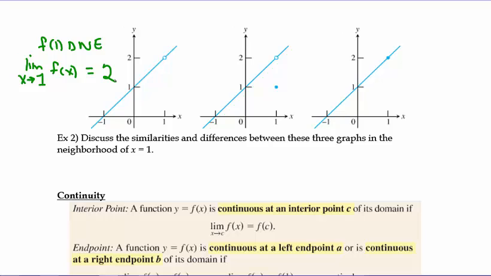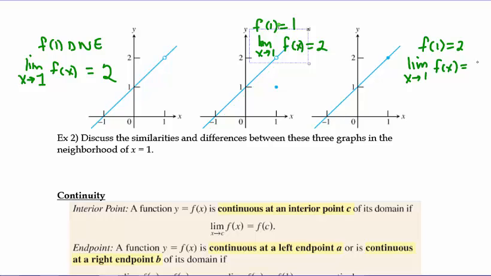So when the function doesn't exist but the limit does, that means that you absolutely are going to have a hole. In this case, this is very similar to this first one. My function, though, f of 1 does exist and it equals 1. The limit, though, as x approaches 1, just like in the last one, is going to equal 2. And then last but not least here, my function exists and equals 2. My limit exists and equals 2 as well.